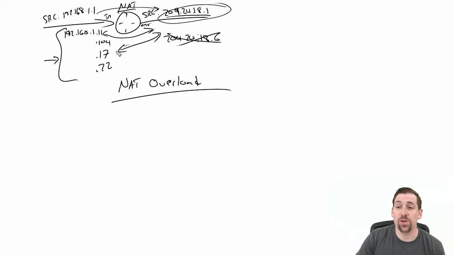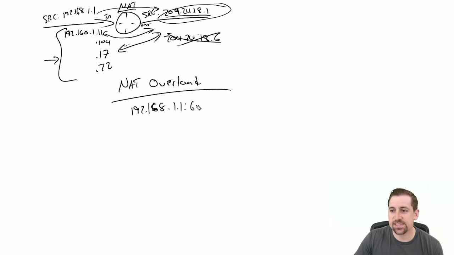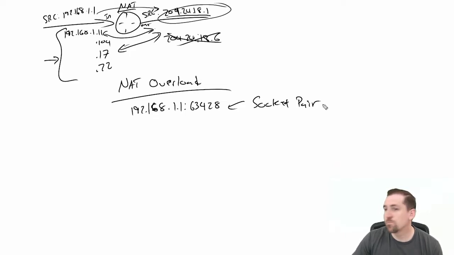And specifically, the way that we do this is we use an IP address port pair, right? This is a pair of 192.168.1:63428. This is called a socket pair. And we use this pair now to identify this internal host. You say, okay, Travis, well, I need to use this pair to identify the internal host. So that means that I also need to know which port is associated with which host, and that is correct.